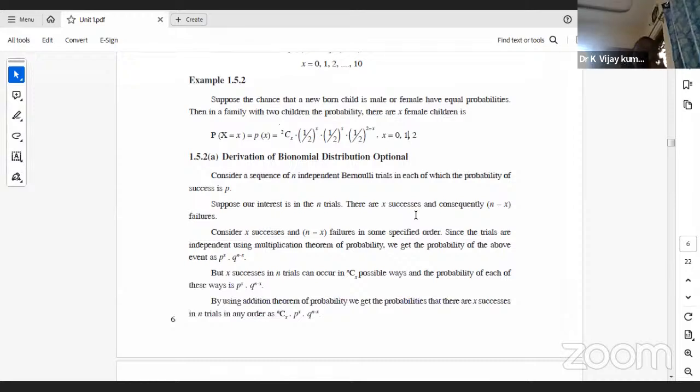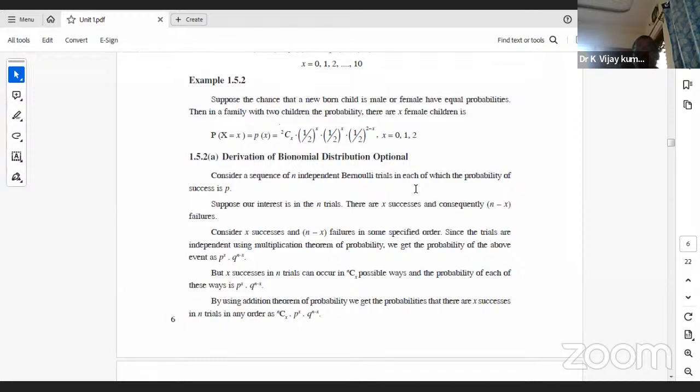Derivation of binomial distribution. Consider a sequence of n independent Bernoulli trials, in each of which the probability of success is p. Suppose our interest is in the trials where there are x successes and n minus x failures. Consider x successes and n minus x failures in some specified order.